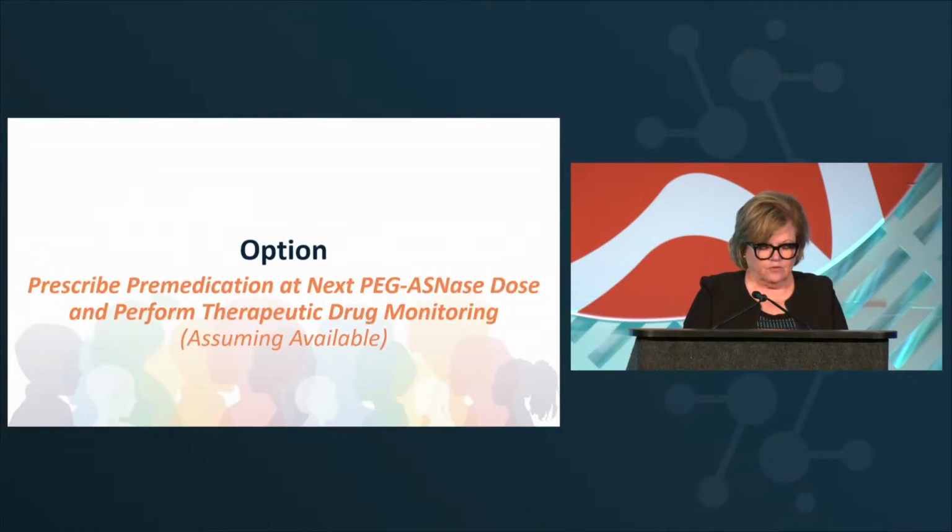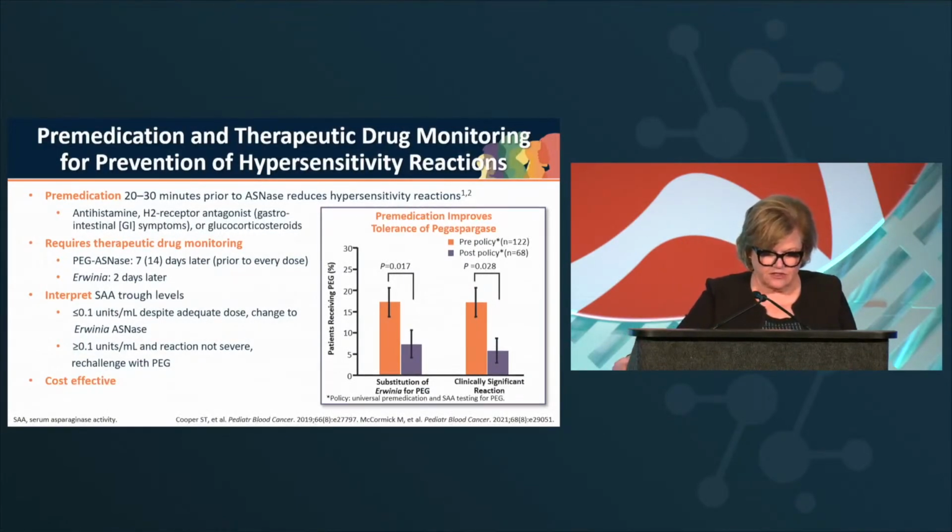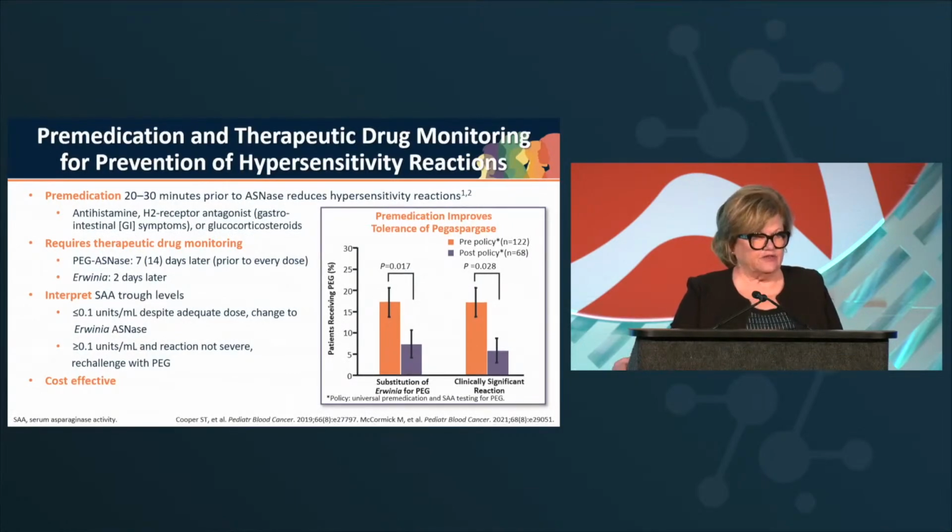So, what's another option? Prescribe pre-medication and drug monitoring, which I've already talked about. So what we know is that pre-medication given 20 to 30 minutes before the asparaginase reduces the hypersensitivity. Giving the antihistamines or the glucocorticosteroids is essential. It requires therapeutic drug monitoring. And remember that if their asparaginase is less than 0.1 international units per mL, that's inactivation, and they need to be changed to Erwinia asparaginase.